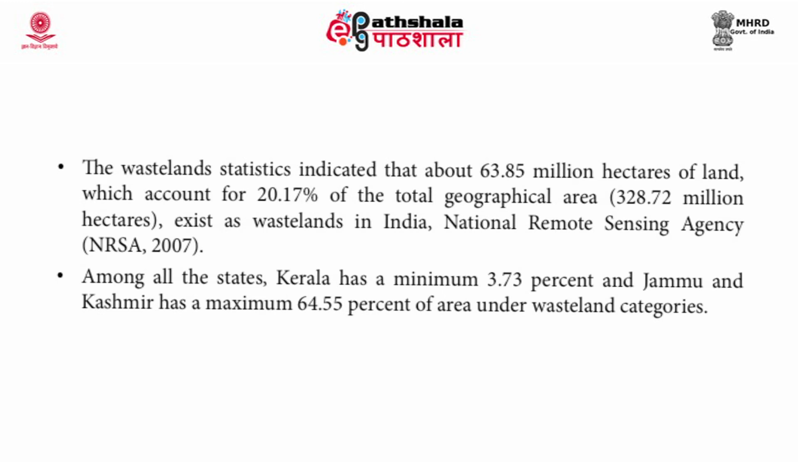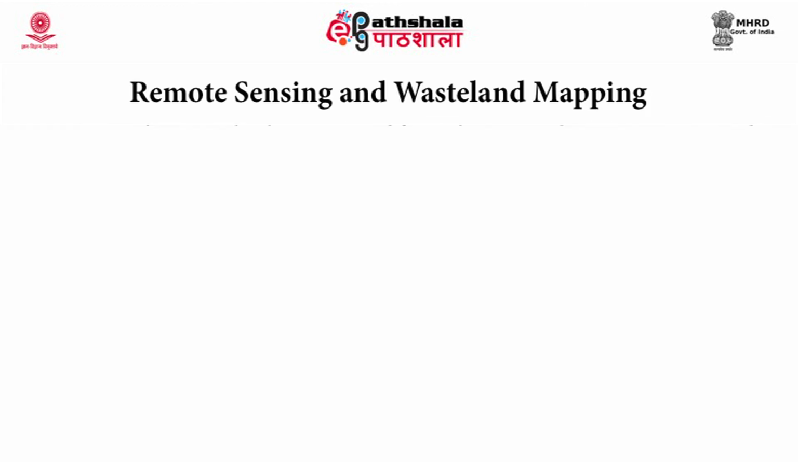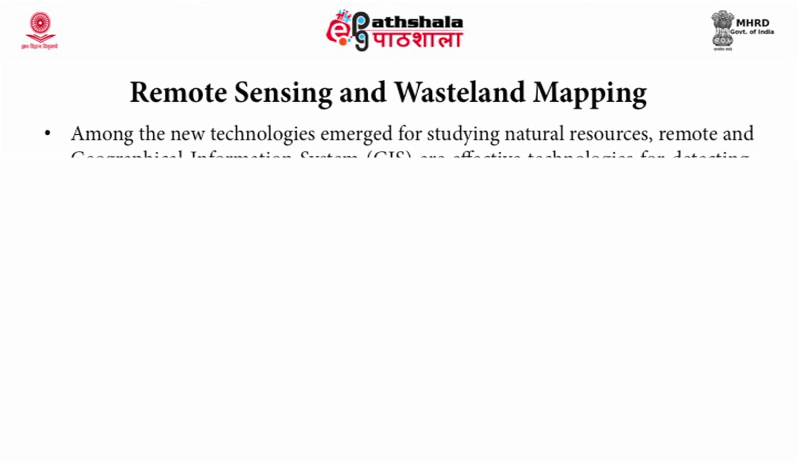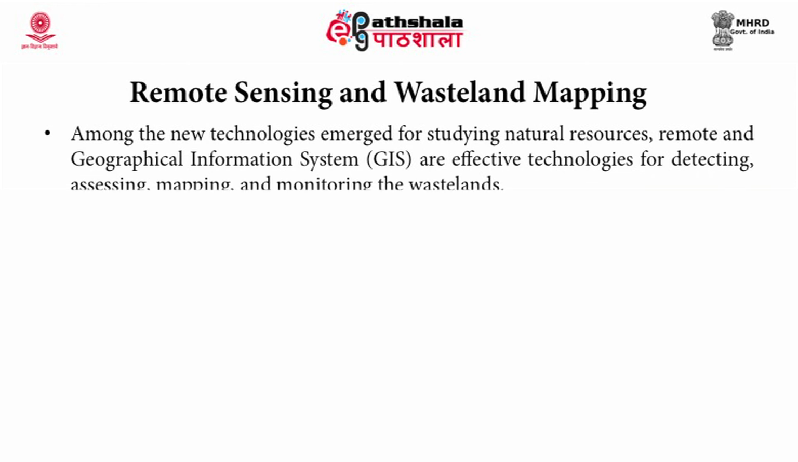Among all the states, Kerala has the minimum percentage of 3.73 and Jammu and Kashmir has the maximum, at 64.55% of area under wasteland categories. So coming to our topic, how remote sensing can help us in wasteland mapping. Among the new technologies that have emerged as an important tool for wasteland mapping are remote sensing and geographical information system. They help in detecting, assessing, mapping and monitoring these wastelands.